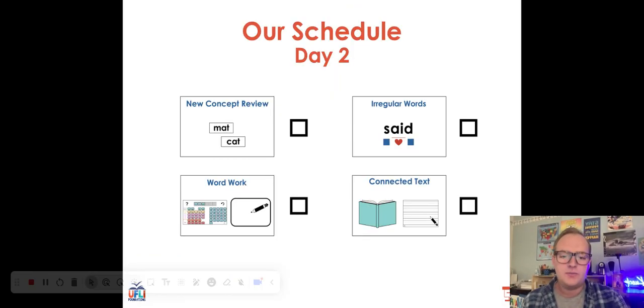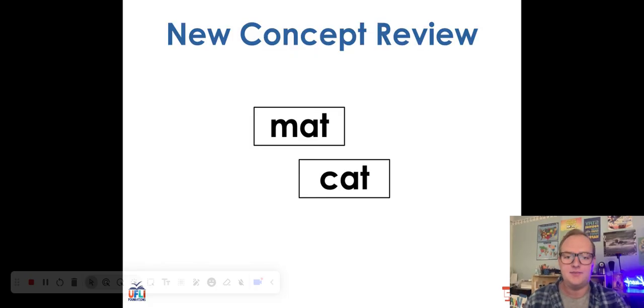Here's our 4 steps for our day 2 today. We're going to start off with that new concept review. We're going to do some word work. We're going to look at our irregular words and then finally move on to that connected text.